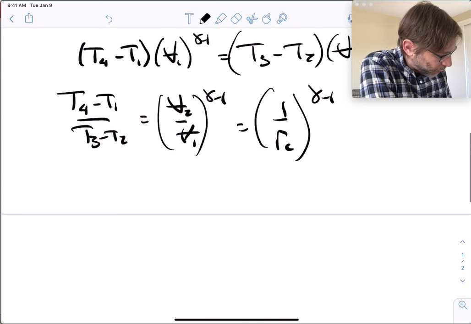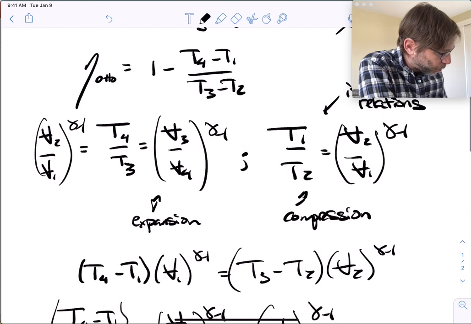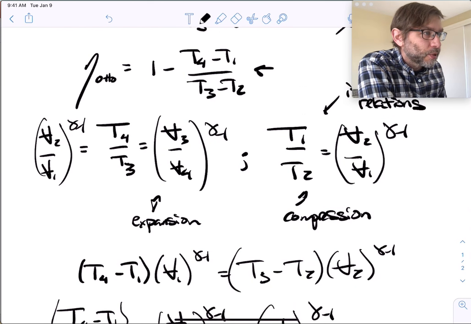Oh, interesting. So we have this ratio here, which was what we had here up at the top. So that's kind of interesting.